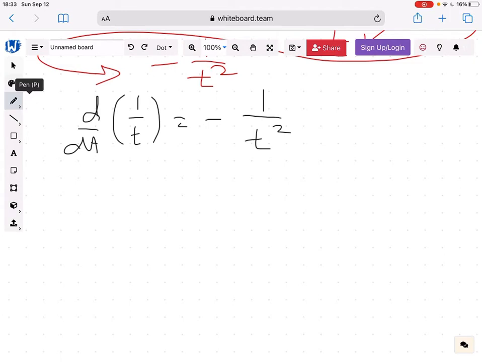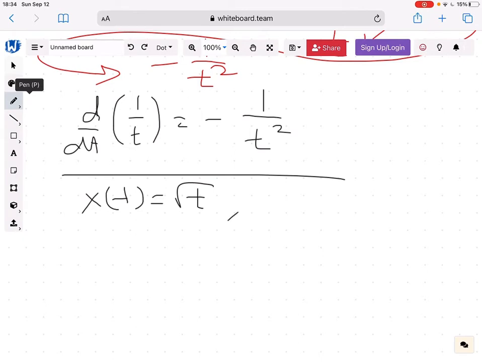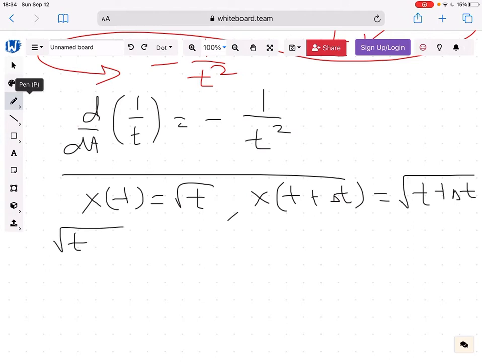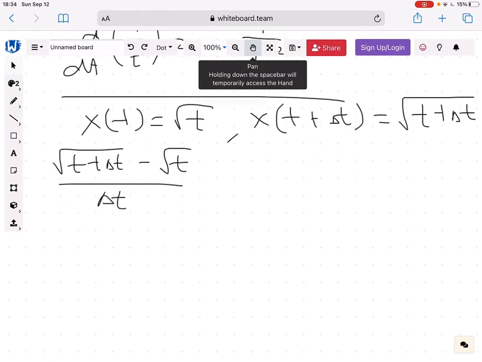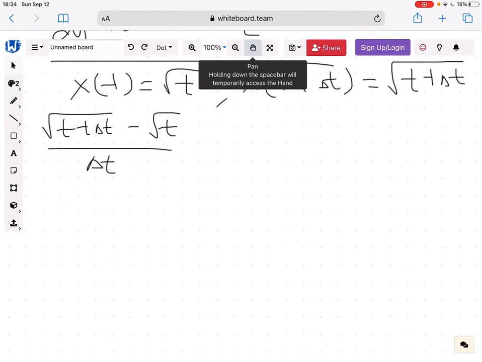All right. So the next thing we want to talk about is x of t is square root of t. Well, x of t plus delta t becomes square root of t plus delta t. So now the difference between them divided by delta t becomes square root of t plus delta t minus square root of t, divided by delta t. And now we don't know what to do with this unless we know one more formula. That's a good thing to know.